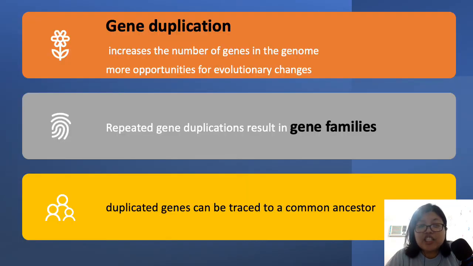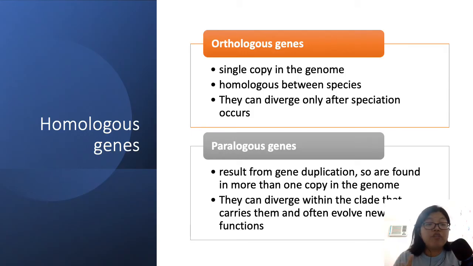Gene duplication is very important in the evolution of organisms, because gene duplication gives way to the increasing of genes in the genome of an organism. It's very important for a simple organism to become complex, to have a larger number of genes. Repeated gene duplication results in gene families, and duplicated genes can be traced back to an ancestral gene, to the common ancestor. There are two types of homologous genes, the orthologous genes and the paralogous genes.